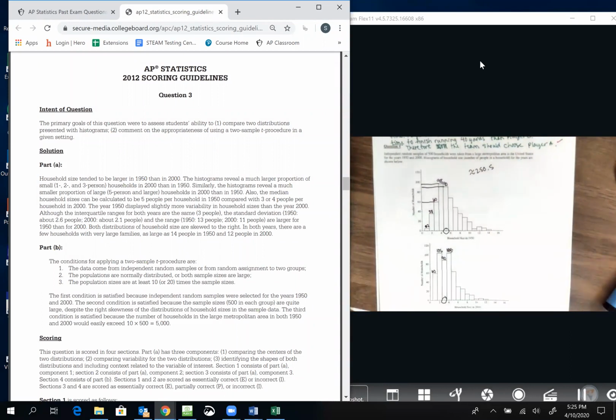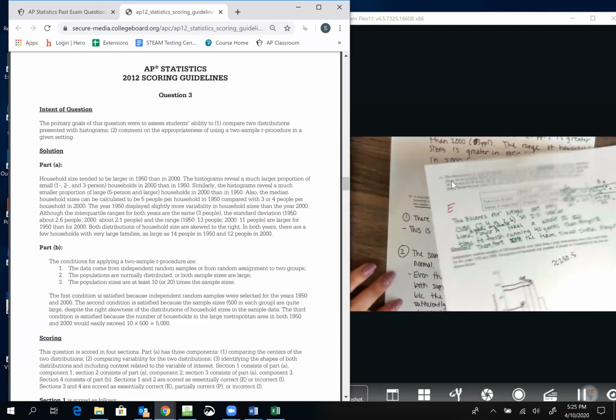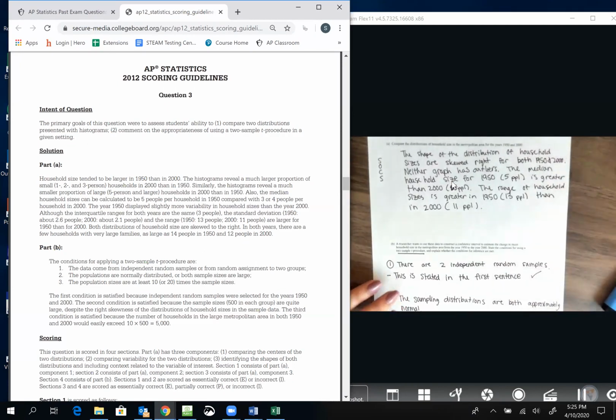Okay, last question for Unit 3. I picked this question even though we already compared two histograms because of part B. For the first part, it asks you to compare distributions. Hopefully by now, with the last couple of examples, you figured out that you need to be using SOCS. State your shapes, state your outliers, state and compare the centers, which are the medians, and the spread, which is the range or the IQR.